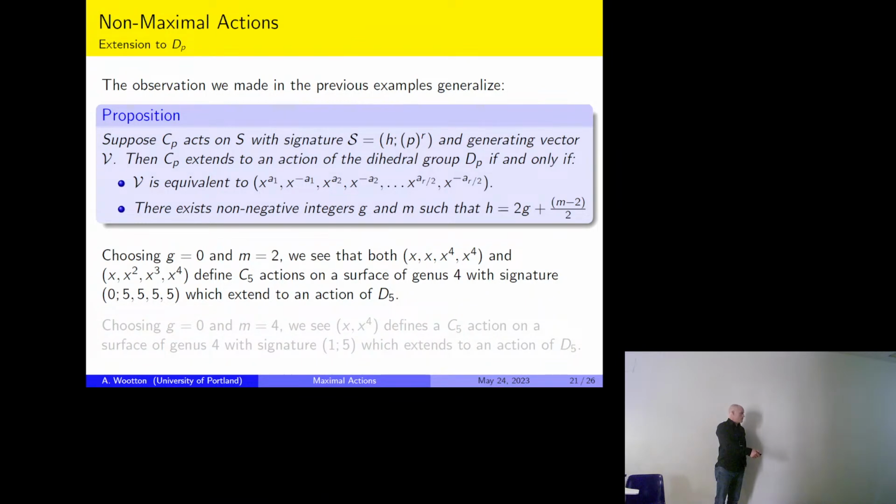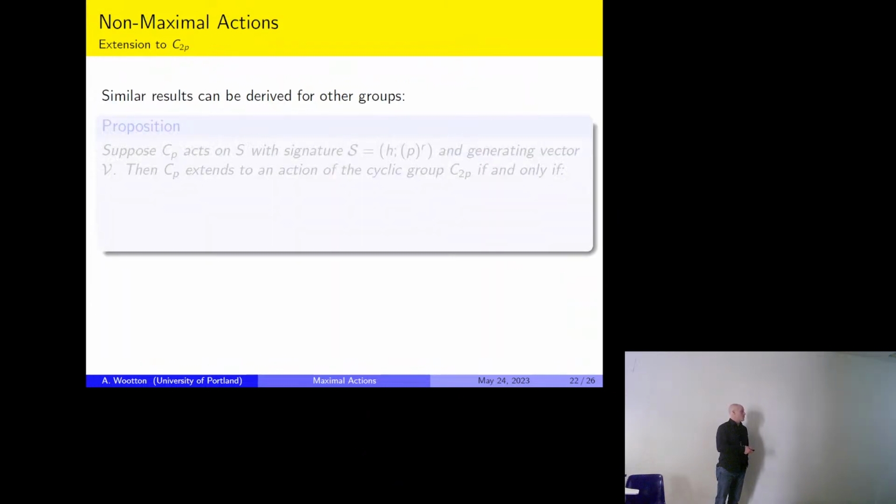if I choose G equals 0 and M equals 2, we see that both of these generating vectors are generating vectors which extend to an action of the dihedral group of order 5. So both of those C5 actions extend. Ignore that last line because it's wrong.